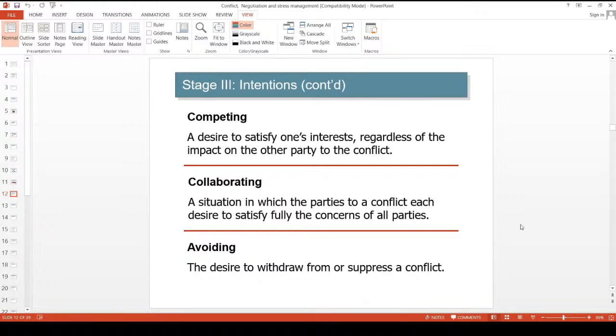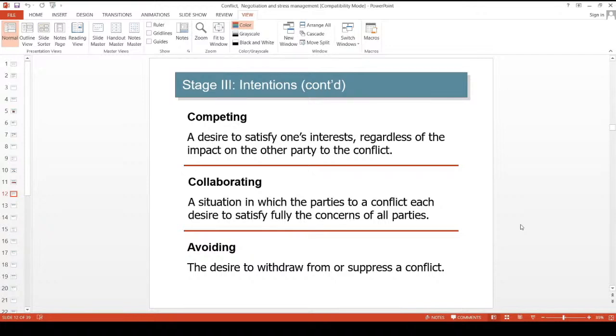As I told you earlier, there are two approaches: one is cooperativeness, the other is assertiveness. So in the competing intention, it is the desire to satisfy one's own interests regardless of the impact on the other parties to the conflict. That is one of the approaches which may be used by managers, where they always try to satisfy their own interest, rarely caring about the interest of the other party. That approach can be used under different situations.